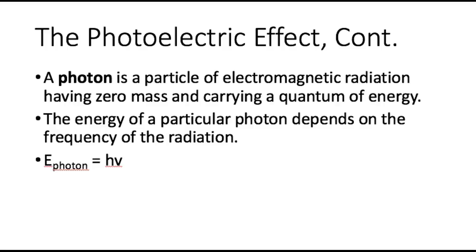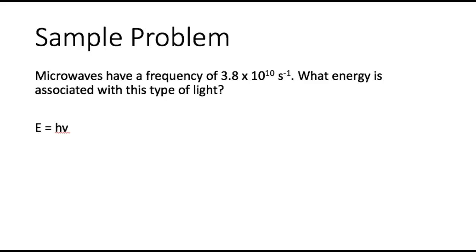So you'll recall a photon is a particle of electromagnetic radiation that has no mass but carries a quantum of energy, and the energy of a particular photon depends on the frequency of the radiation that it's emitting. So the energy of the photon is equal to Planck's constant times the frequency of the radiation of that particle. So let's take a look at a sample problem of this.